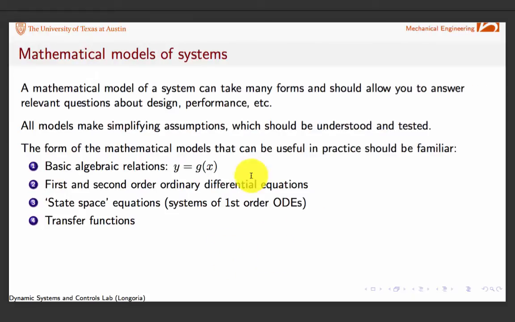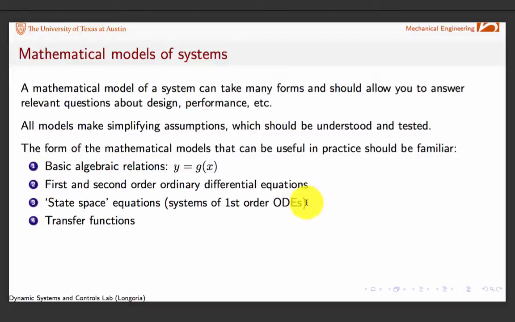Now, what do we mean by a mathematical model? Well, in this course and in the 344 lecture, we use algebraic relations, obviously, usually to understand basic component models. These could be linear or nonlinear functions of this form. We also derive first and second order ordinary differential equations for some of the simpler systems, and note these could be linear or nonlinear.